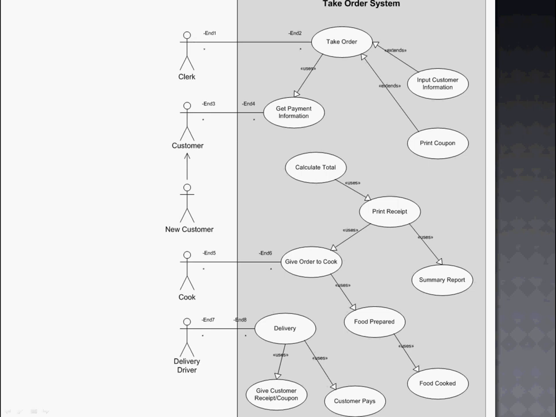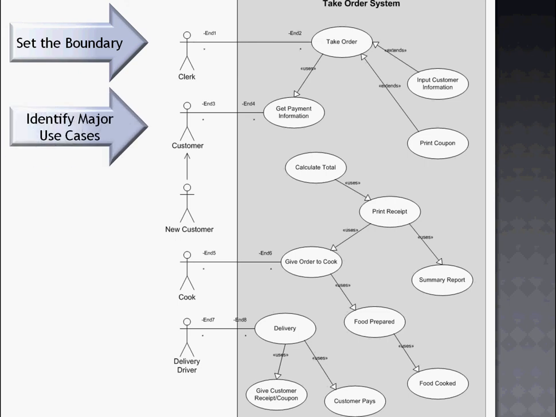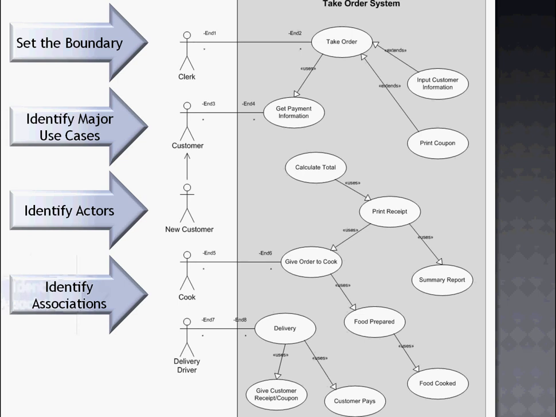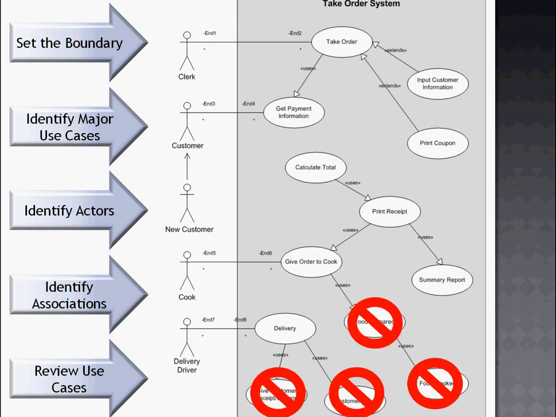The first step was to set a boundary. Next, the use cases were added along with their relationships. Then the actors were identified and included. The specialized actor new customer inherits the behavior of the customer actor and extends it. The associations were added between the actors and use cases with which they interact. And the last step was to review. It was decided too many use cases were included, so a few that were less essential to the take order activity were merged.